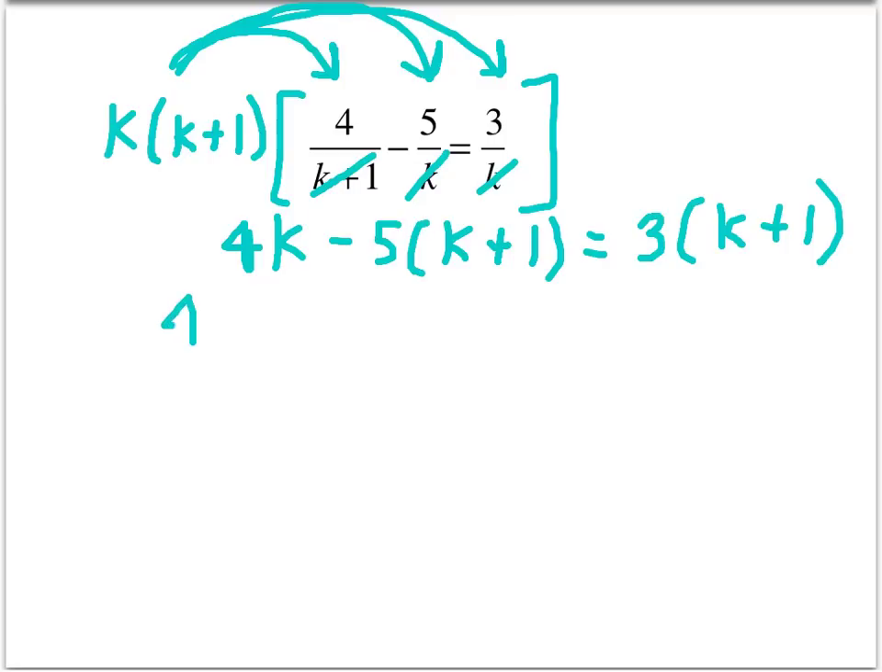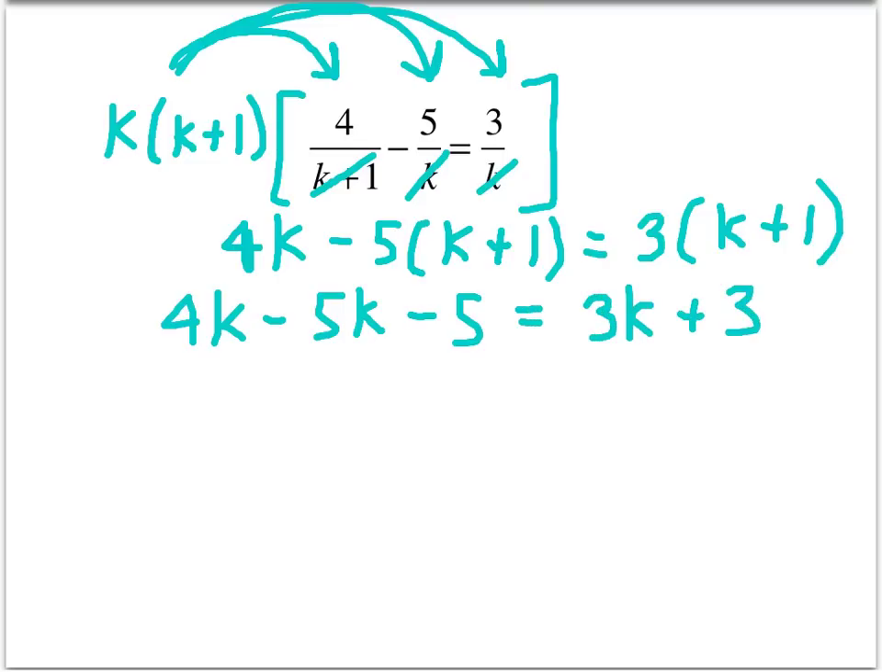So now I'm just going to go to work here and take 4k. I'm going to distribute the minus 5, so minus 5k minus 5. Remember, when I take minus 5 times 1, that's going to be minus 5. Meanwhile, over here, that's going to equal 3k plus 3. Make sure to tell me if I make any mistakes here, Elizabeth, while you're watching this. Now I'm trying to simplify the left side, so I get minus 1k minus 5 equals 3k plus 3.